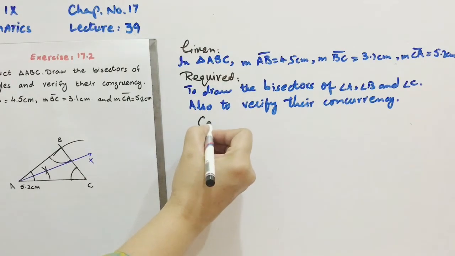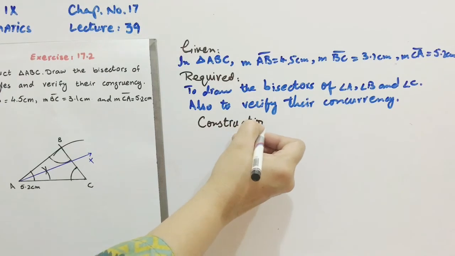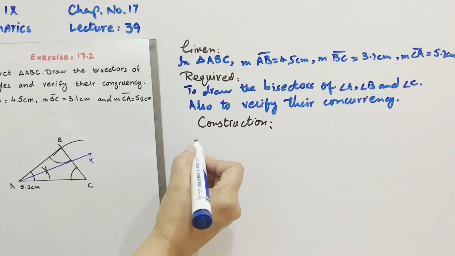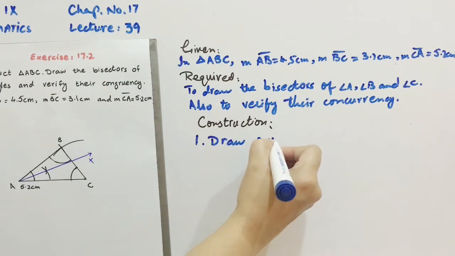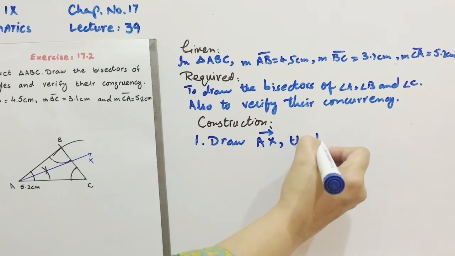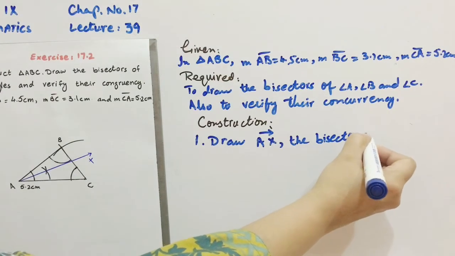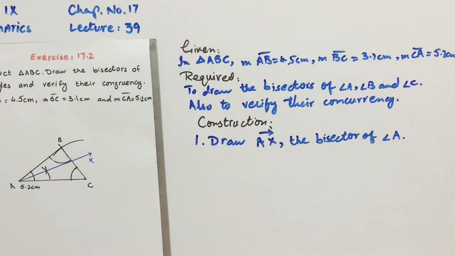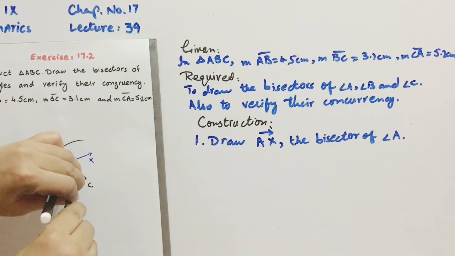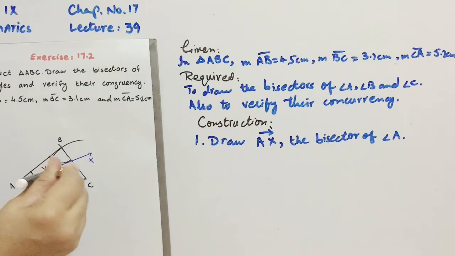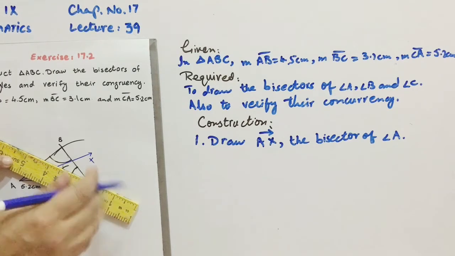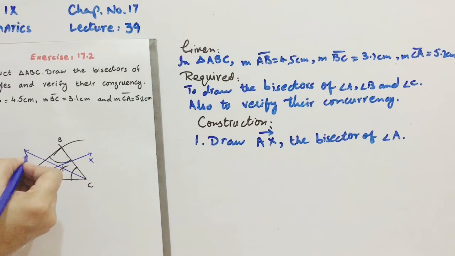Steps of construction. Number 1, draw ray AX, the bisector of angle A. Repeating the procedure. Draw the bisector of angle C. Ray CY.